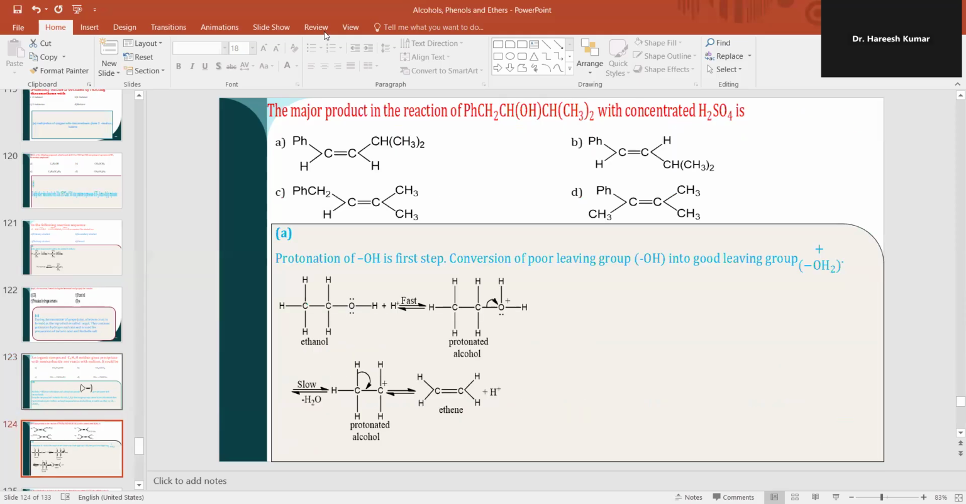Let's take another question. What is the major product in the reaction of a secondary alcohol with concentrated sulfuric acid? Concentrated sulfuric acid means dehydration. Dehydration means OH is going out and one proton from this carbon. Why this carbon? Because this is the benzylic carbon. That's the reason this will be the product. Let's take another question.